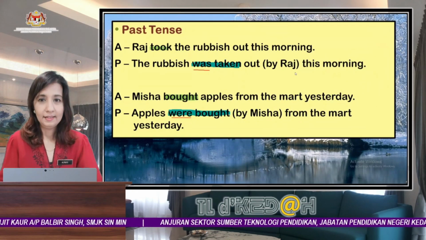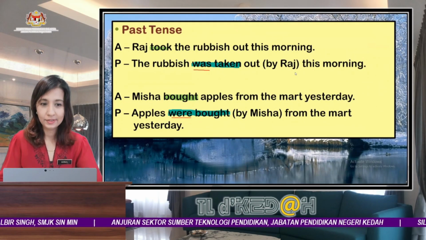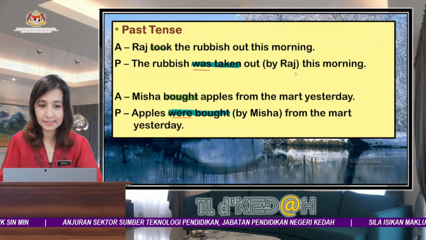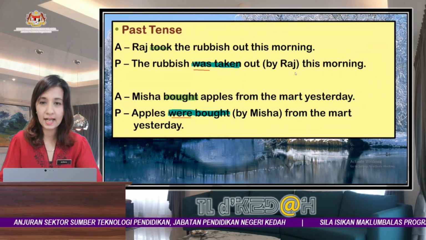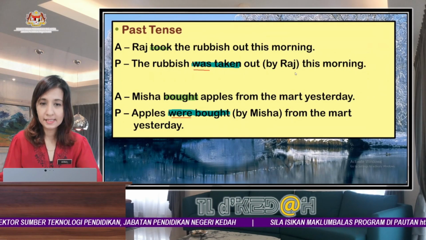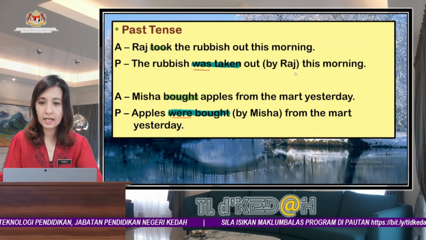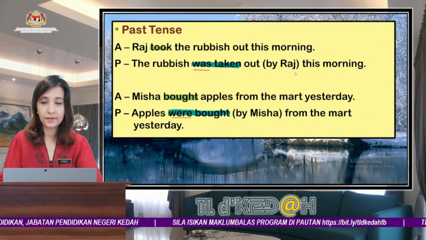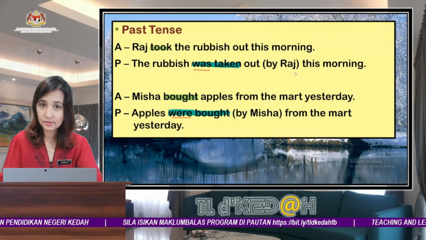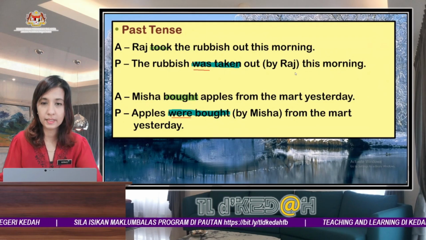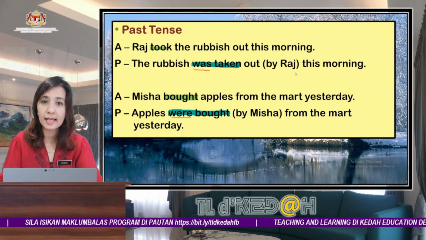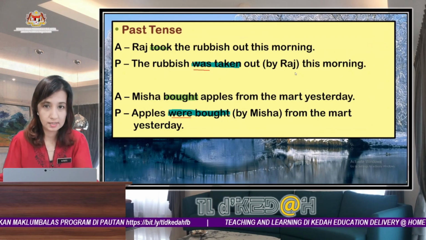Okay? Now let's look at past tense. Look at the active sentence: "Raj took the rubbish out this morning." And passive: "The rubbish was taken out by Raj this morning." So just now it was "is," right? So this one is "was" because it's in the past tense. And rubbish is uncountable, so we use "was."